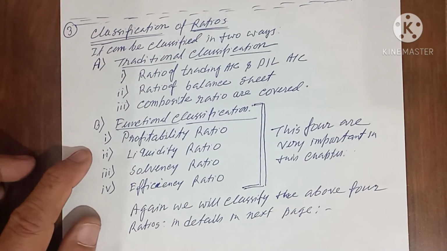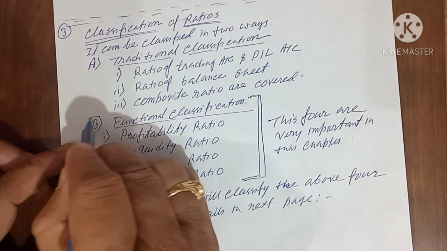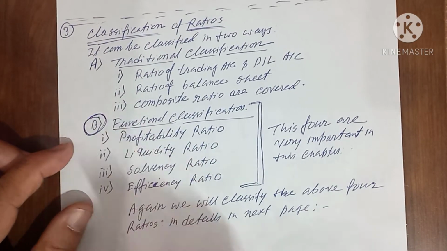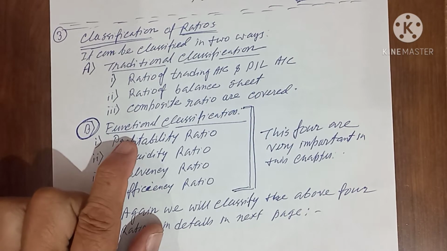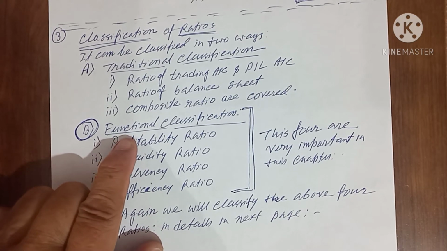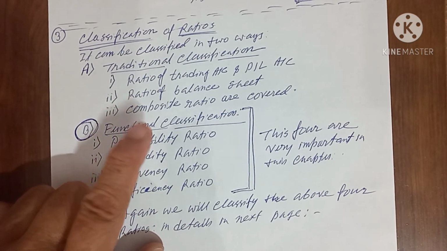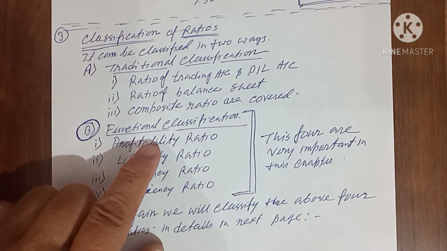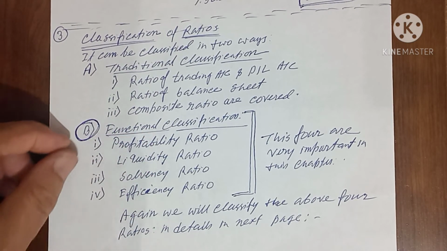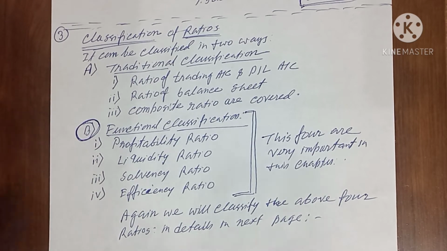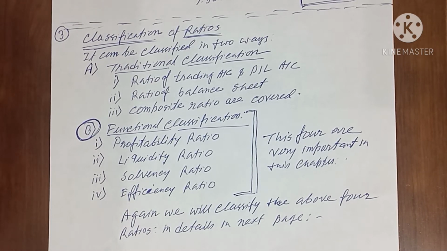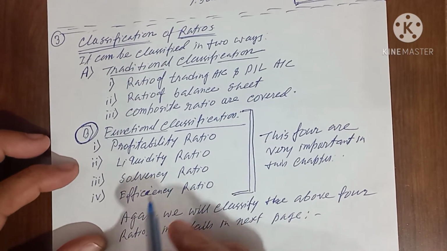Now comes the main thing from this chapter, the practical matter, where you will get the 4-mark practical question. That is called the functional classification. How many functional classifications are there? Total you are going to get 1, 2, 3, 4. Total 4 functional classifications you are going to learn from this chapter, and you have to know the names of these 4.